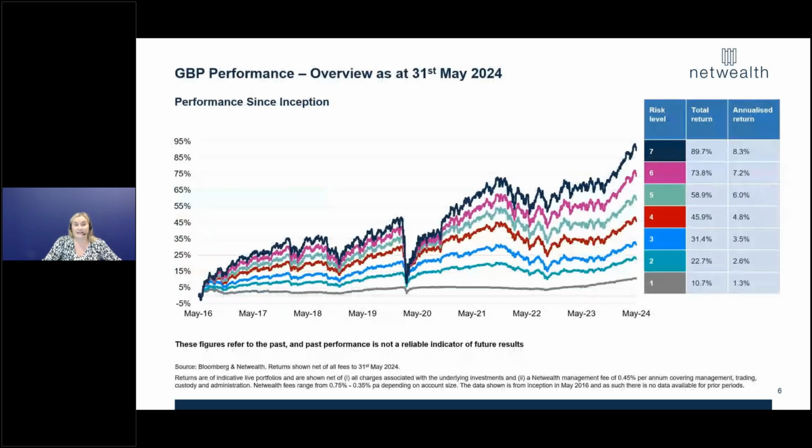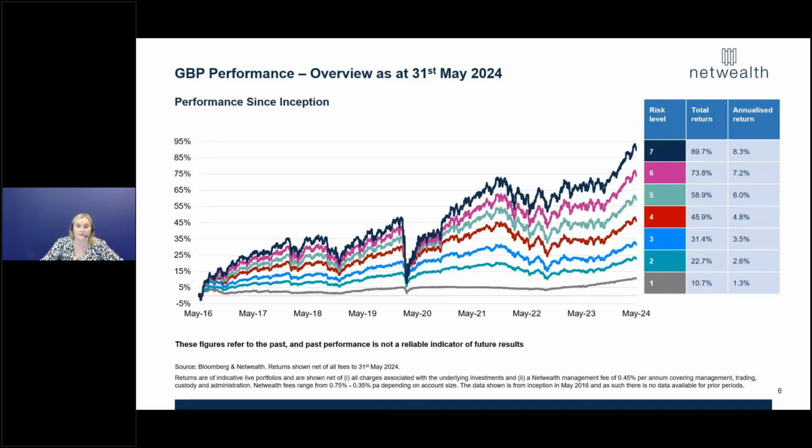I've included here our most recent performance slides across our 7 different risk levels to the end of May, as the focus today is all about fees, so showing our net of fee performance here. You can see risk levels 1 to 7 there in the different colours, the dark blue being our highest risk level 7, at the top with 89.7% total return since inception, and our inception's May 2016, so that's 8 years worth of performance data, and risk level 1 being our lowest risk at the bottom in the grey.